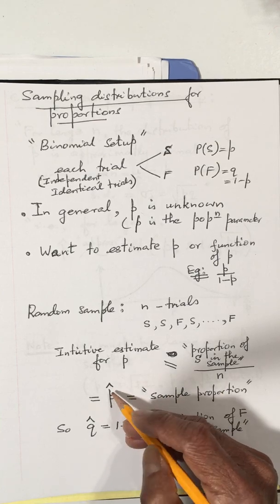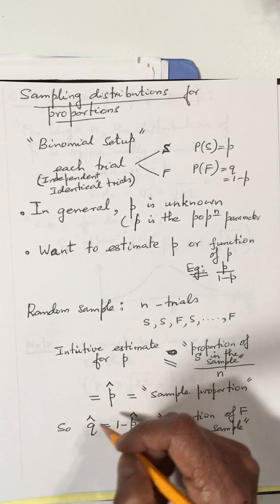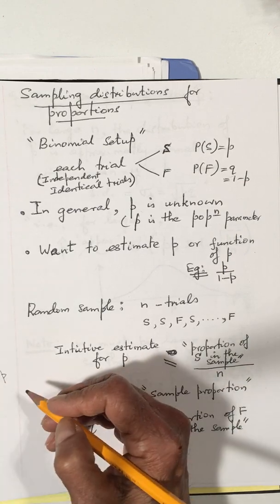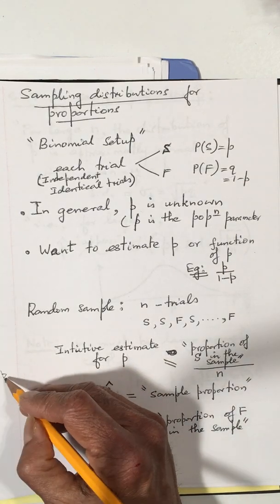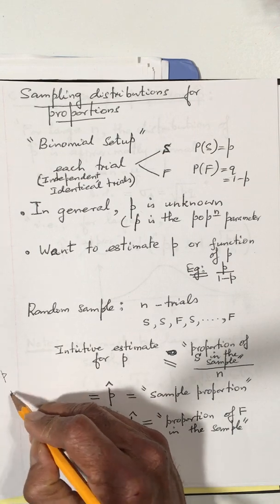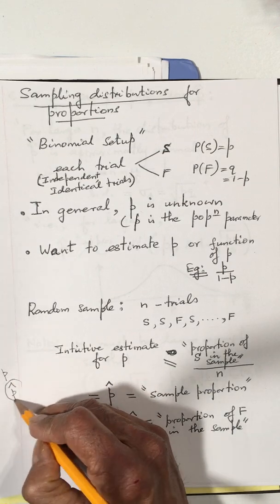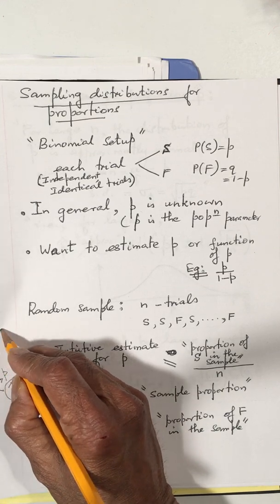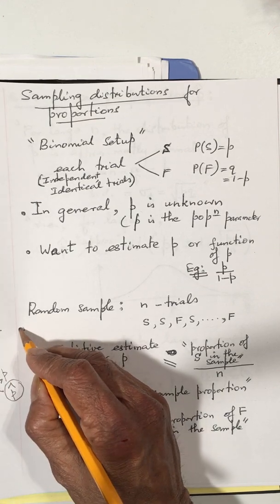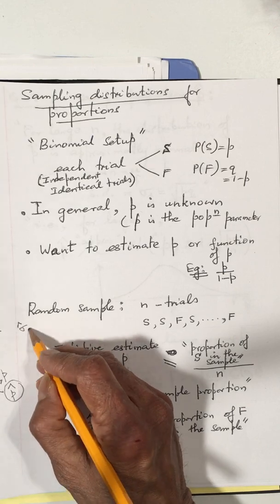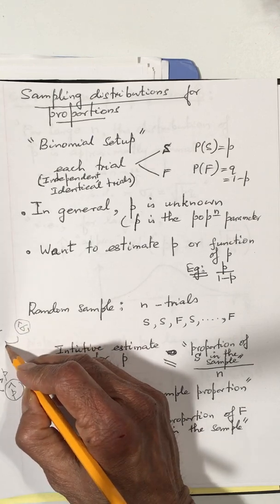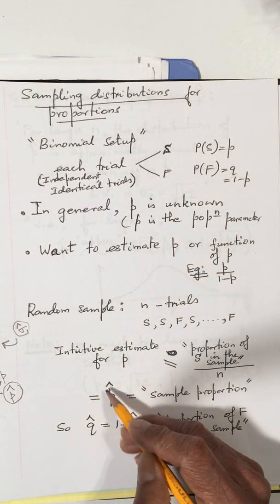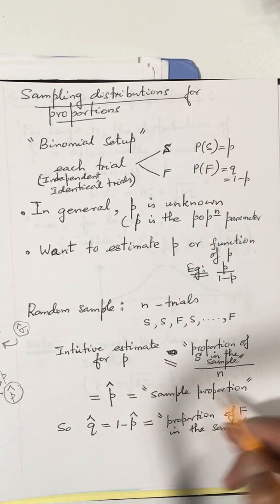This is P hat. Usually in statistics there's a notation: if you want to estimate P, the population parameter, then when you put a hat on it, that means it is an estimate for that. It's like sigma: if you put a hat on sigma, it means an estimate for sigma. So P hat, the sample proportion, is a good estimate.